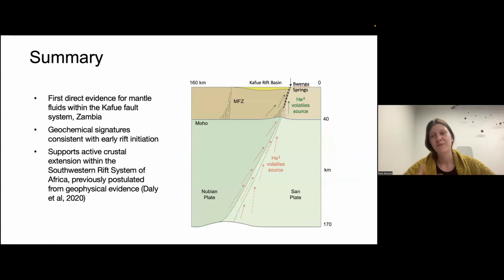So in summary, these geochemical results that I presented provide first evidence for mantle fluids within the Kafue fault zone in Zambia. These signatures are consistent with early rift initiation, where we have evidence of mantle fluids at the surface. This supports active crustal extension that has been proposed from various other geophysical evidence of the southwest extension of the East African Rift. Okay, thank you.